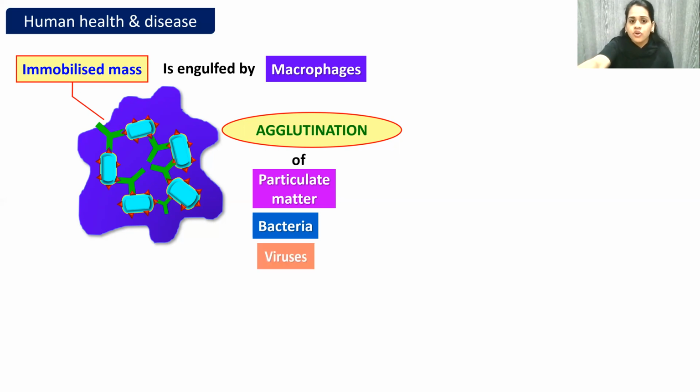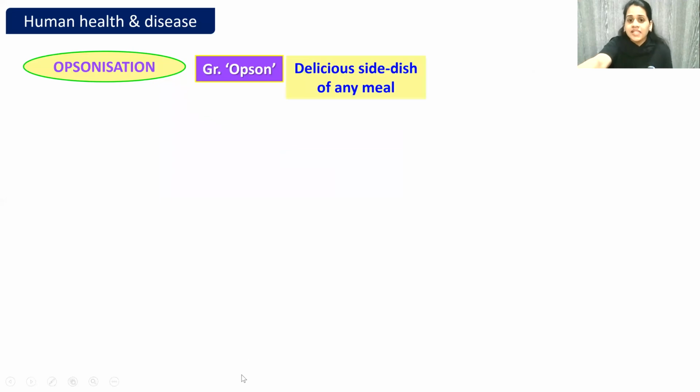So agglutination of bacteria and viruses can occur in our body by the free antibodies present in our body. Now let us go to the second one, that is opsonization. So what does the word opson mean? Opson means delicious side dish of any meal. Okay, it's a delicious side dish of any meal.